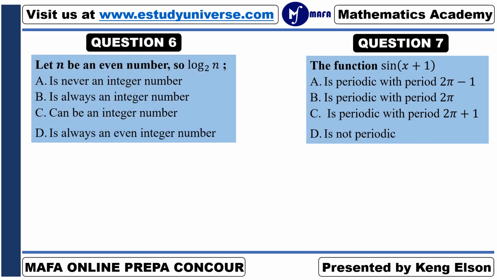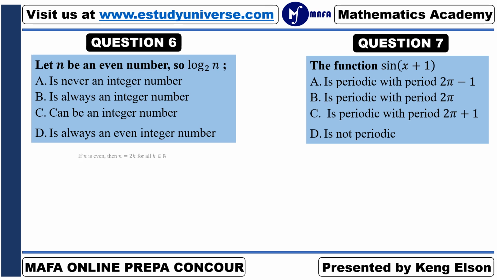Question 6. Let n be an even integer. Logarithm to the base 2 of n, we have responses there. A: is never an integer number, B: is always an integer number, C: can be an integer number, and D: is always an even integer number.